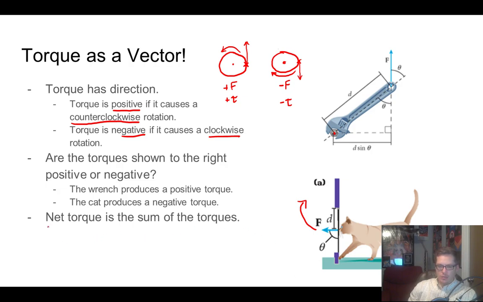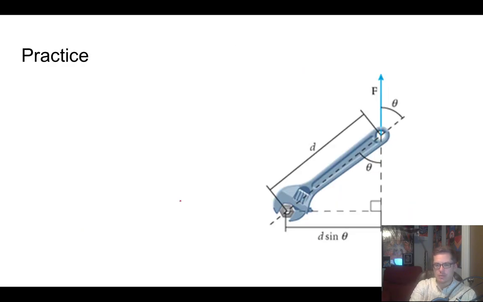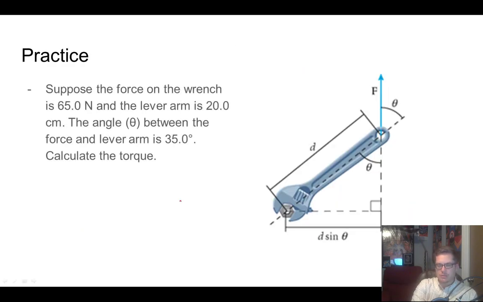Then one more definition here: net torque is the sum of all the torques that are being applied. You can actually use torque to help you figure out how to make things balance. When you do that, you would simply use the net torque, and you'd have to figure out all the different torques and add them up. All right, so let's do a couple practice problems here.